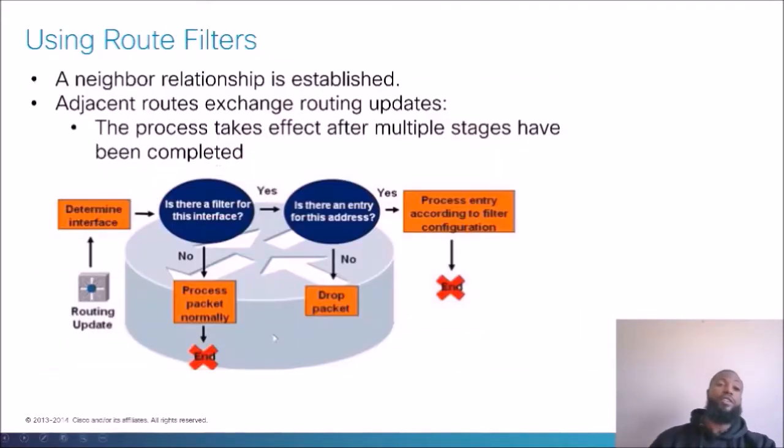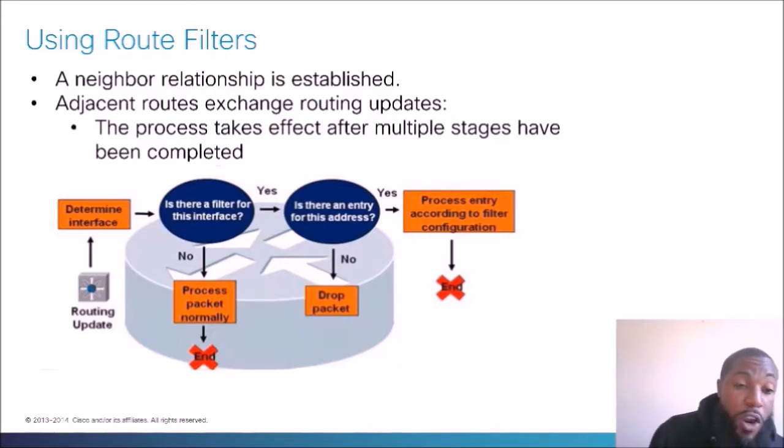as well. Using route filters: a neighbor relationship is established, right? You got, let's say, this router right here, and he becomes a neighbor with another EIGRP router. Adjacent routers exchange routing updates, as we've mentioned. So once we become neighbors, we exchange routes, right? If you have a route filter, it goes through this process right here.